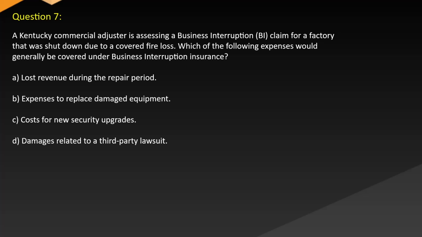Question 7. The Kentucky commercial adjuster is assessing a business interruption claim for a factory that was shut down due to a covered fire loss. Which of the following expenses would generally be covered under business interruption insurance? A. Lost revenue during the repair period. B. Expenses to replace damaged equipment. C. Costs for new security upgrades. D. Damages related to a third-party lawsuit.